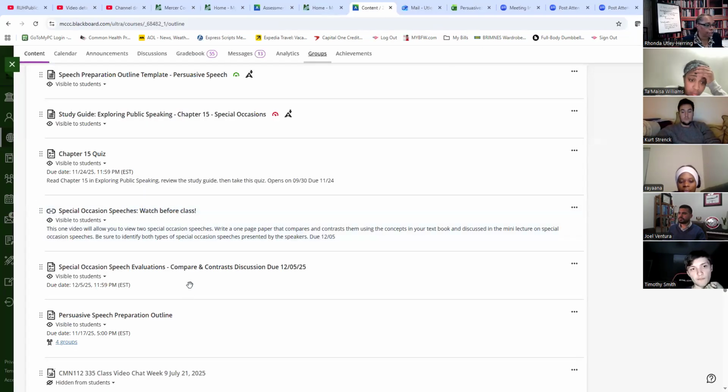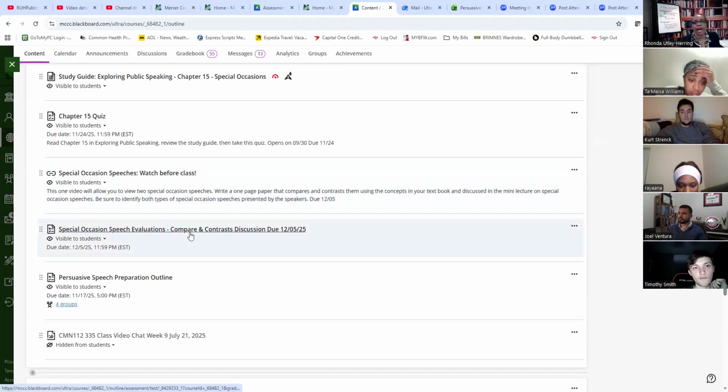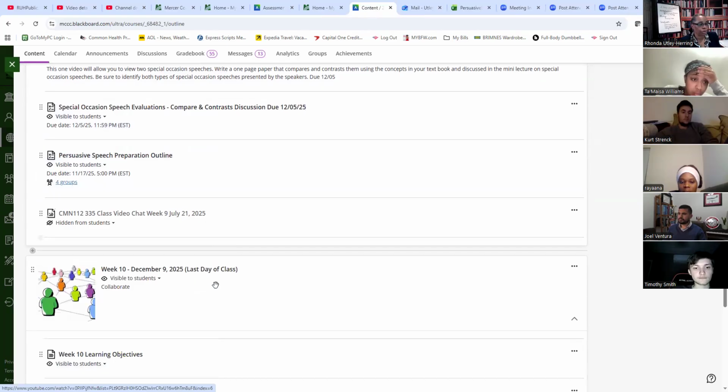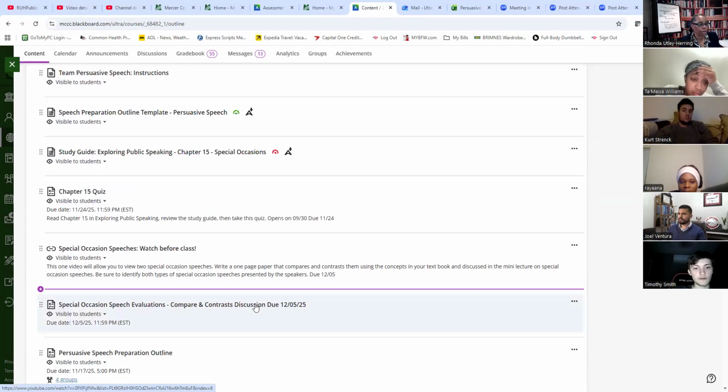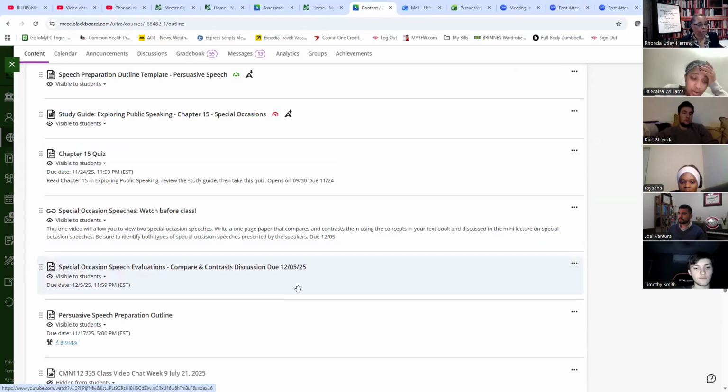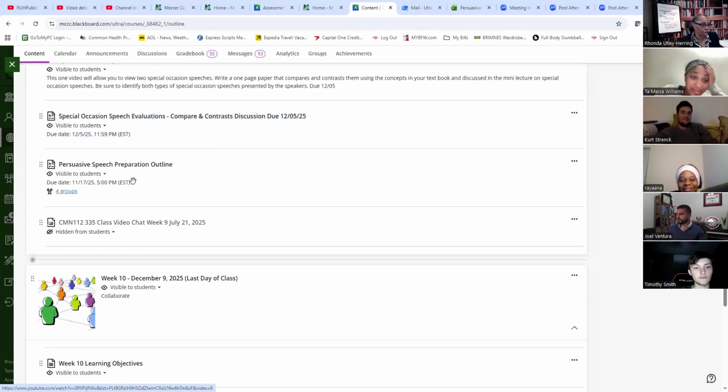Under that is the actual assignment. There are some instructions in there for you to write about those speeches. You're going to identify the type of speeches and a few other things in the discussion. That's going to be due when you come back. Get it done early so you don't have to be bothered with it.